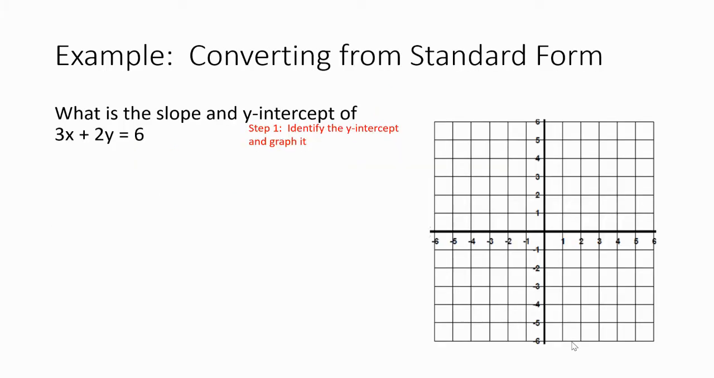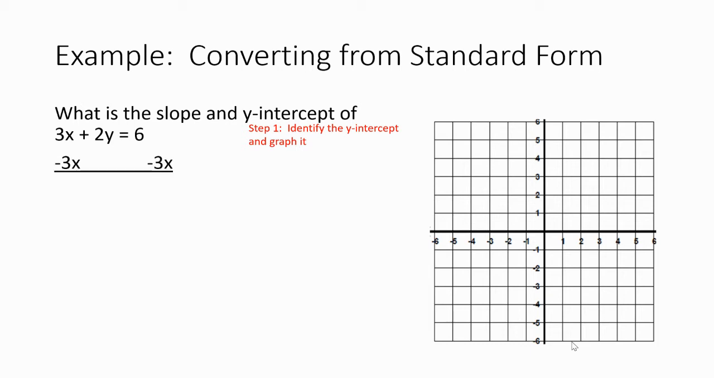Now, you may be given a problem in standard form, such as 3x plus 2y equals 6. So we need to first find the slope and y-intercept of that problem, because step 1 to graph is we need the y-intercept. So what we're going to do in this problem is get y by itself.